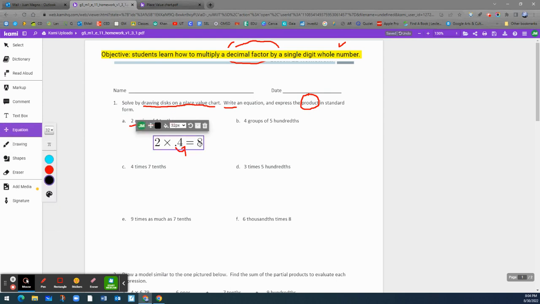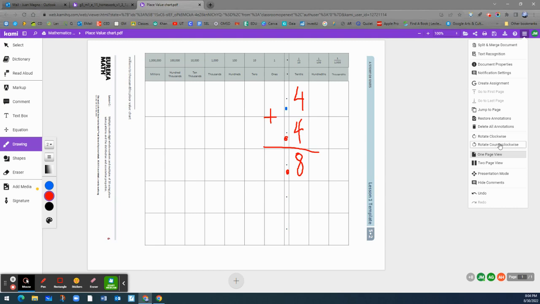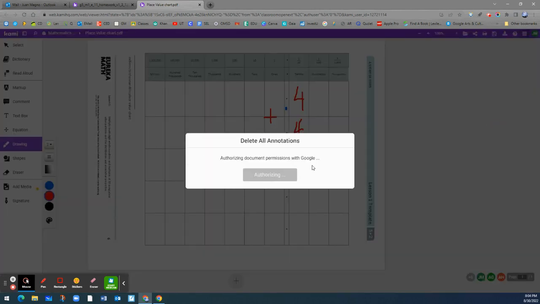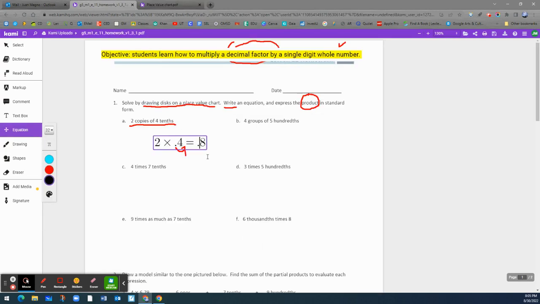So what we need to do right here is, since the decimal is on the right hand side of the number 8, we're going to now move it to the left, because that needs to be done based on our multiplication and based on our using of the place value chart to solve the problem. Okay, let's do the next one. I'll delete the annotations here. Now we got the answer.